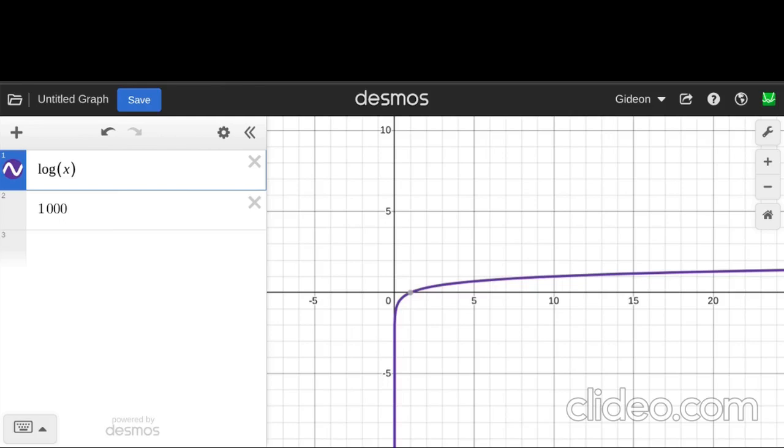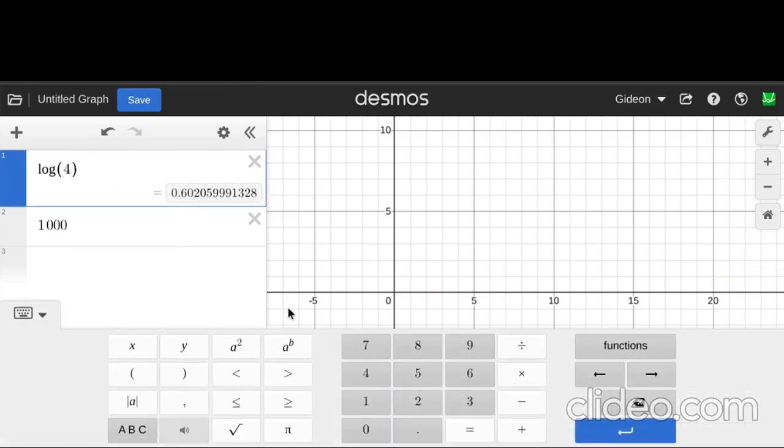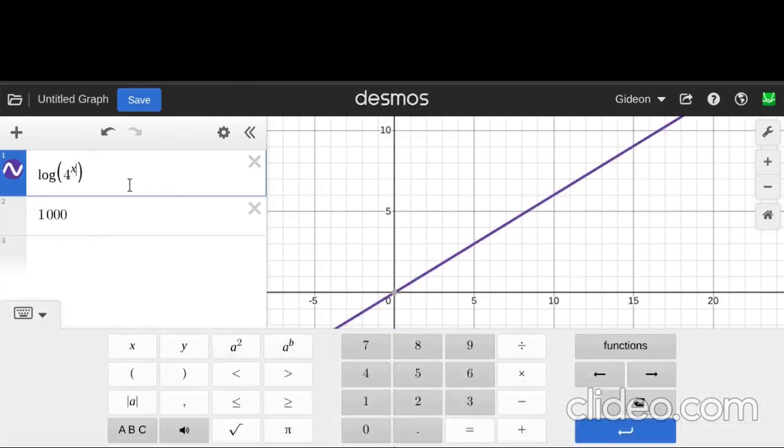But for the most part, all you need to know is logs undo exponents, and that's your main way of getting exponents down. Like as I showed earlier, like 4 to the x, that's your main way of getting that x down. So I hope that made sense to you guys. I know it's a really difficult topic, but I hope that it was able to help you guys at least understand it a little better.